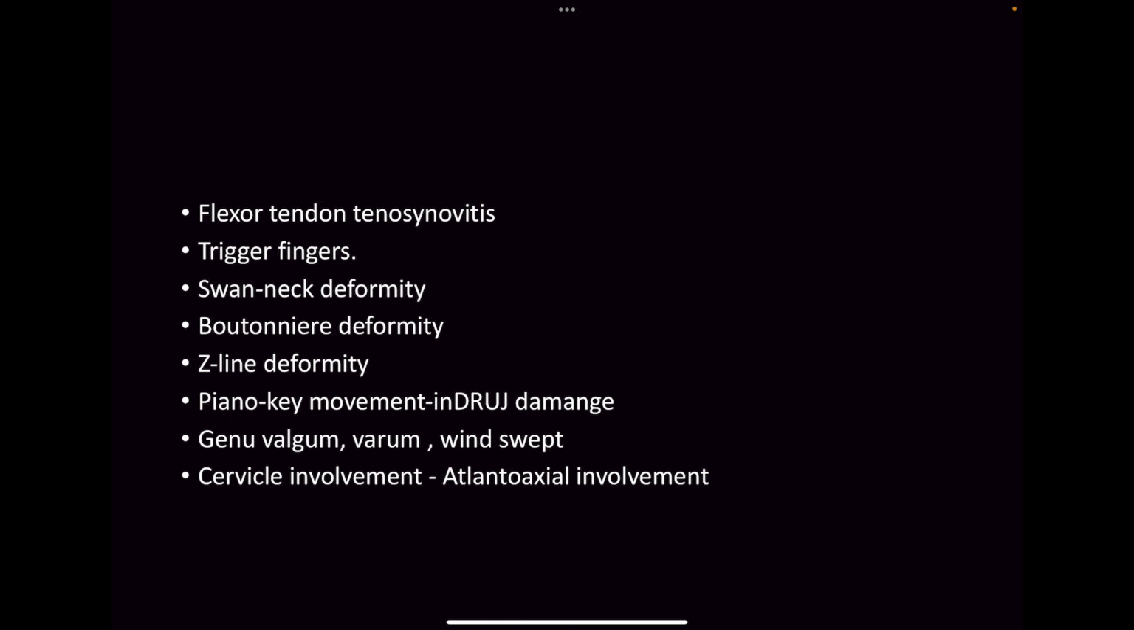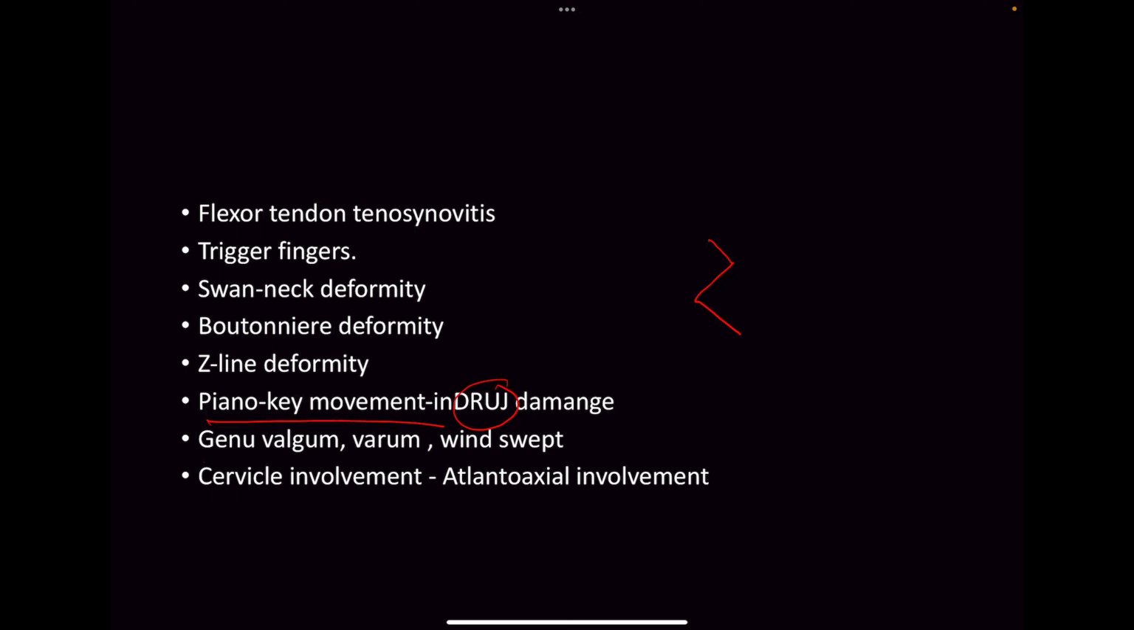The disease can affect the tendon, and the patient can present to you with de Quervain's tenosynovitis or other tendon tenosynovitis. Trigger finger, swan neck deformity, boutonniere deformity, we can talk about a bit later. And Z-line deformity of the hand, as I was showing in the arthritic mutilans X-ray at the beginning of this presentation. The hand can give typical Z-shaped deformities, and because of the distal radioulnar joint involvement, the patient can have a piano key movement between the radius and ulna.